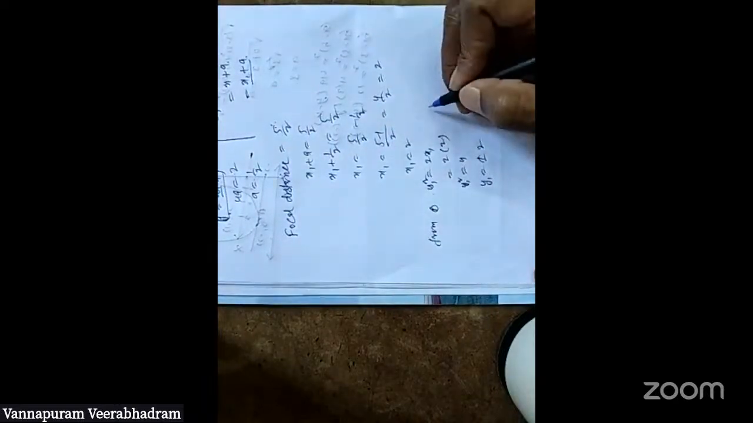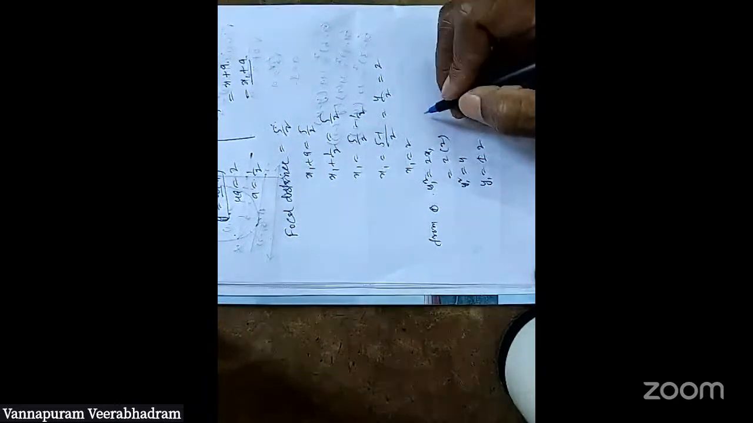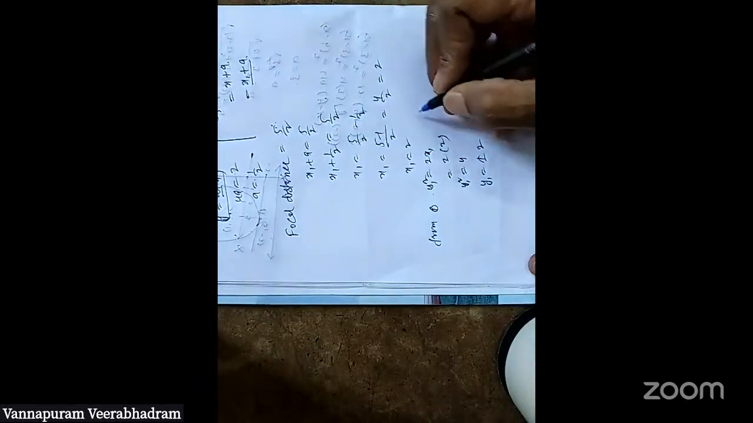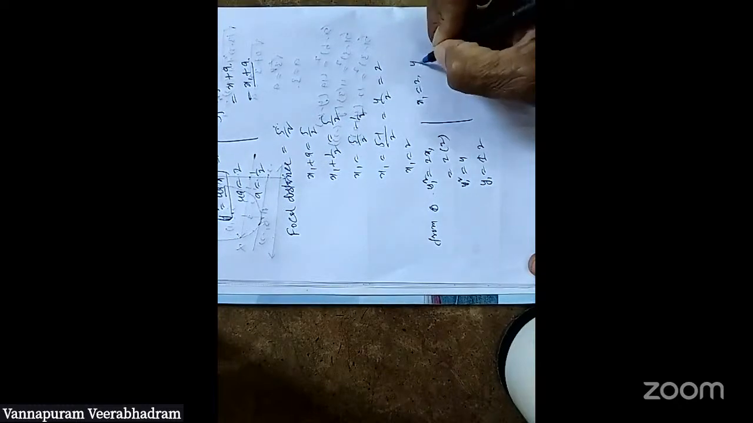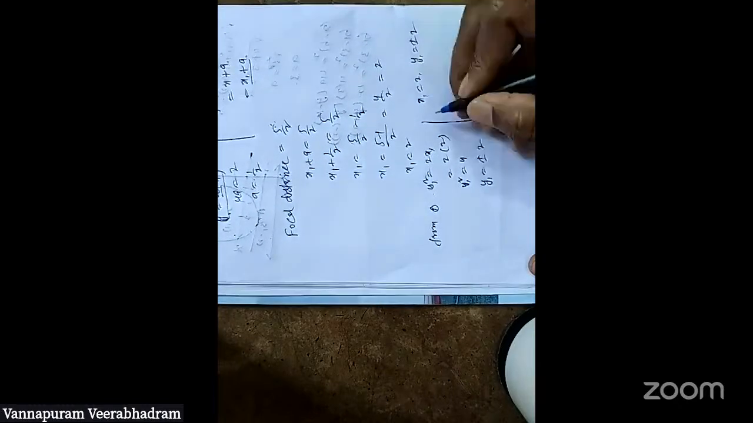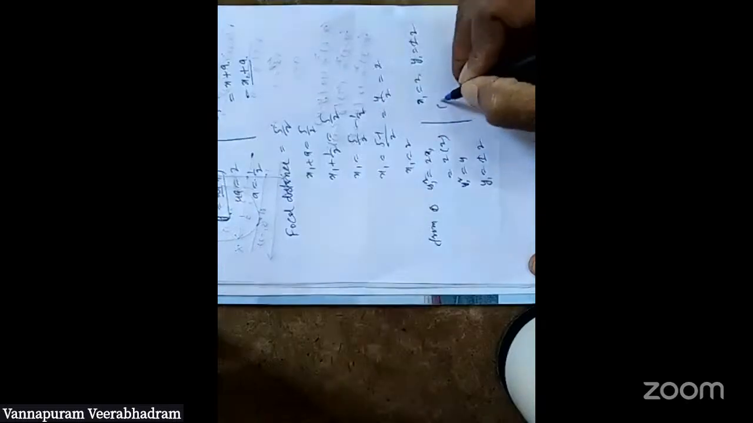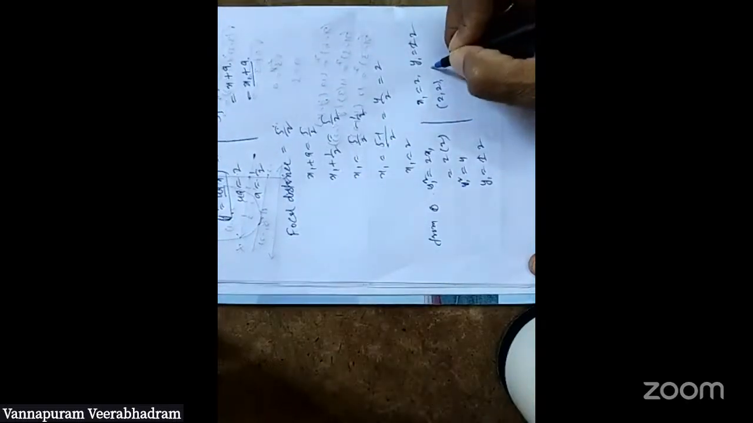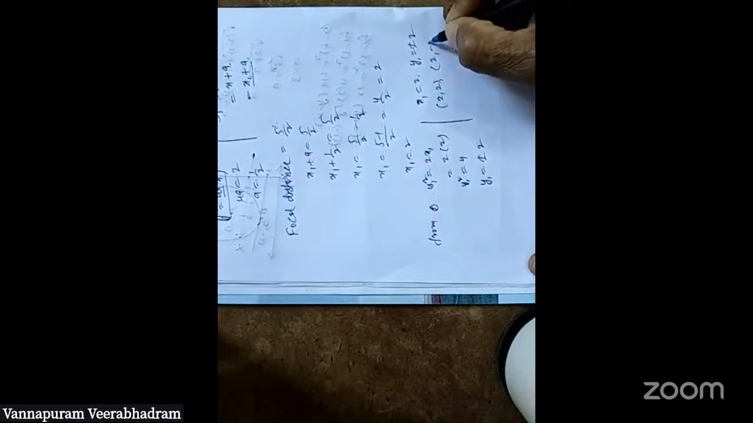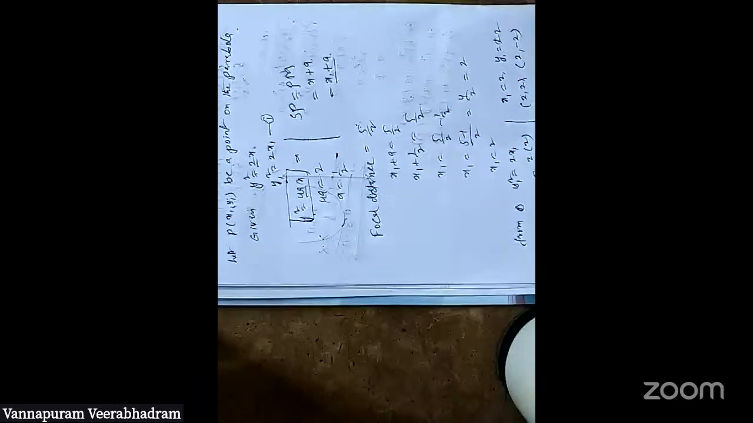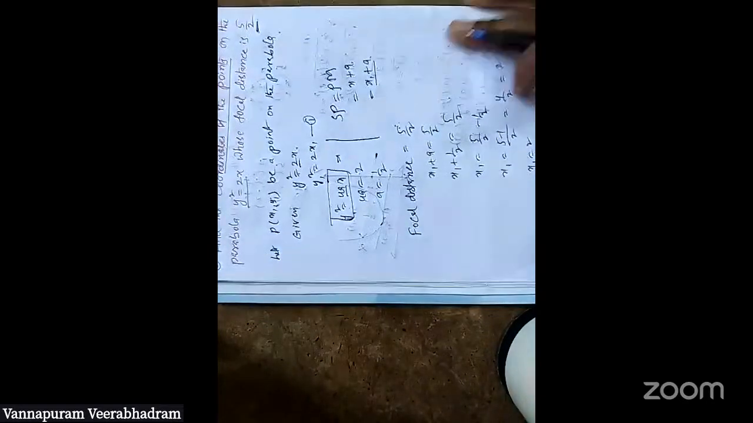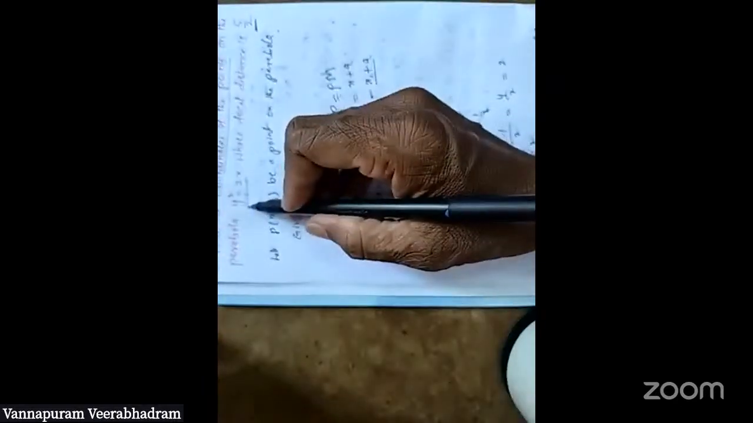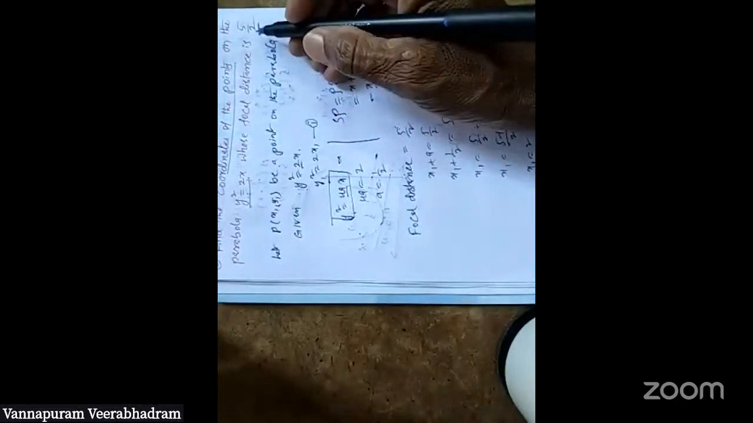So therefore the coordinates of the points are x1 is equal to 2 and y1 equal to plus or minus 2. So therefore we will get 2 points, that is (2, 2) and (2, minus 2). So these are the points which lie on the parabola y square equal to x and whose focal distance is 5 by 2.